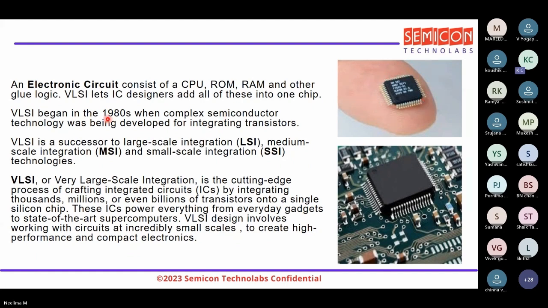Now, a brief history of how VLSI came. VLSI began in the 1980s when complex semiconductor technology was being developed for integrating transistors. So semiconductor is the foundation for VLSI. Semiconductor technology was booming in the 1980s, close to 50 years back, and because of the booming of the semiconductor industry, it helped us integrate multiple transistors into a single chip.